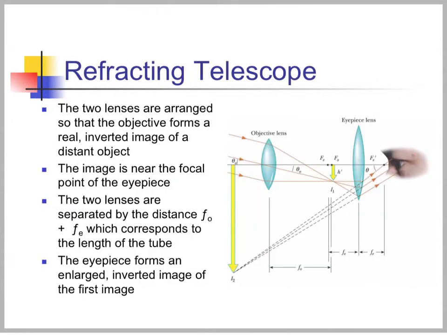So the two lenses are arranged so that the objective forms a real inverted image of a distant object. The image is near the focal point of the eyepiece, and the two lenses are separated by distance f naught, or f objective plus f eyepiece. So the length of the tube of the telescope is equal to the sum of the two focal lengths of the lenses. The eyepiece then forms an enlarged, inverted image of the first image.